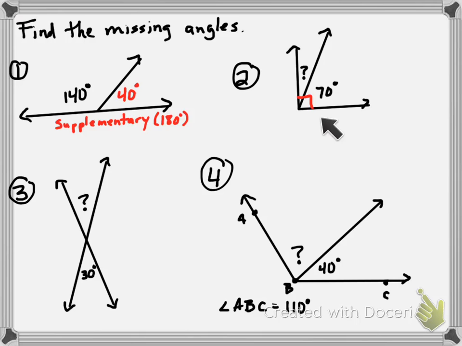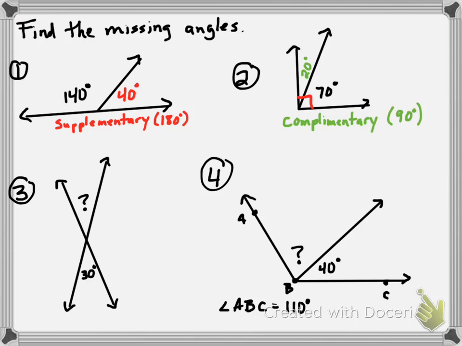All right, number 2. Again, I have adjacent angles because they share a vertex and a side. But this time, oh look, they make a right angle together. So that means that this is complementary angles. And complementary angles add up to 90 degrees. So what do I need to add to get 90? Well, 70 plus 20 is 90, so this angle is 20.